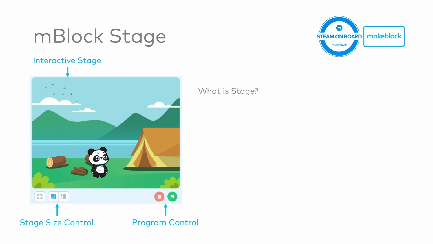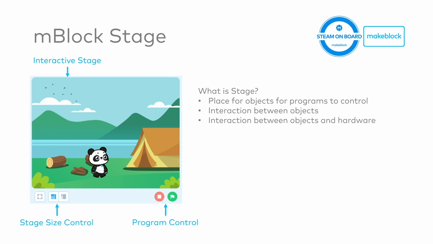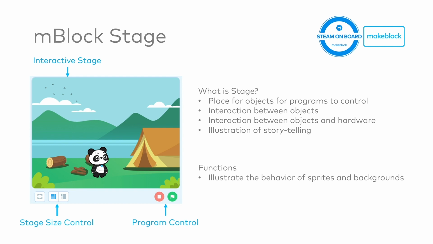Let's look at the mBlock stage. The mBlock stage is an interactive place where you can tell your stories or illustrate the programs. And here, basically, you can interact with your objects, or you can use this to interact between the objects and the hardware. What can we do with the stage? We can illustrate the behaviors of the sprites in the background. We can run and stop the programs, and we can set different sizes of the stage as well.